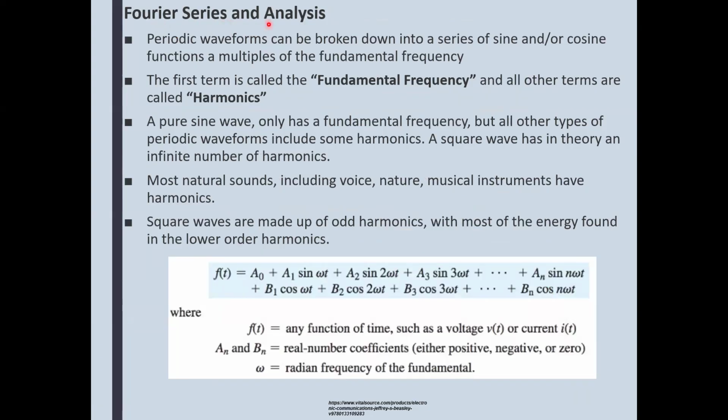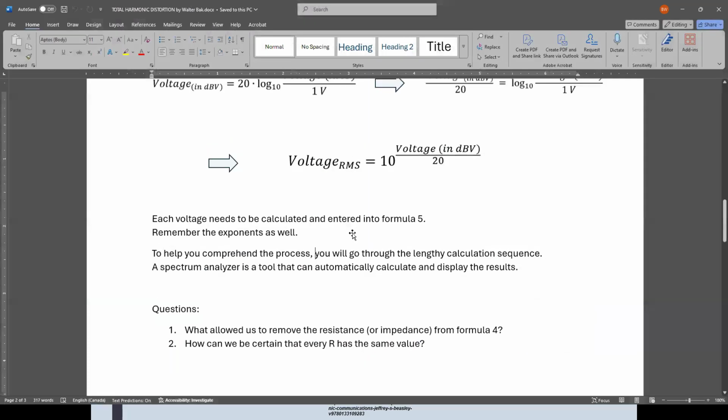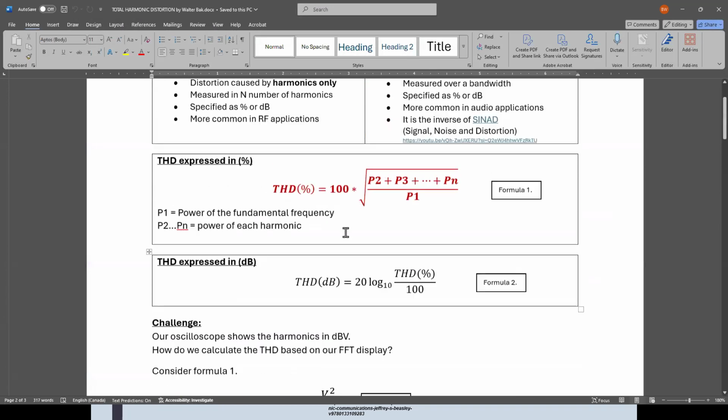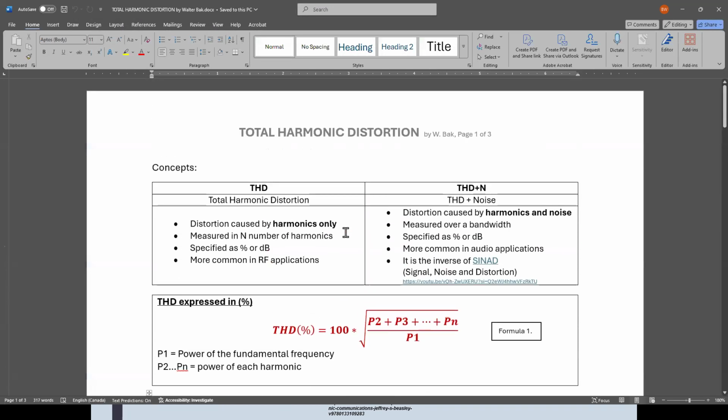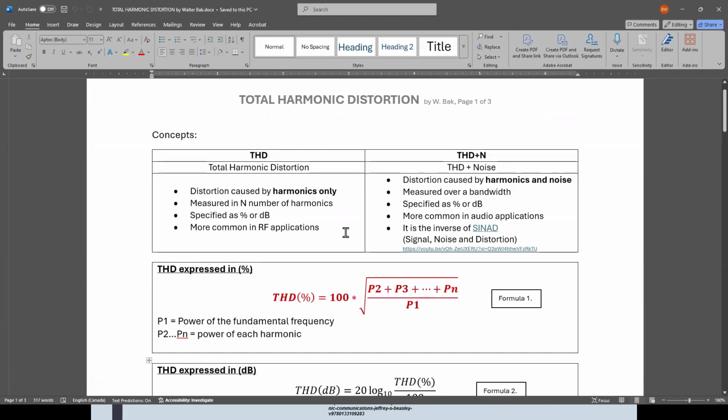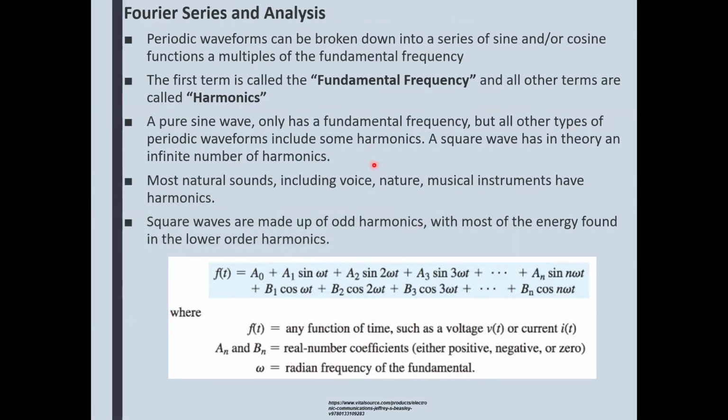Fourier series and analysis. Periodic waveforms can be broken down into a series of sine and cosine functions, a multiple of fundamental frequency. This is related to the supplement that I showed here. More or less, it's a detailed summary of that and maybe takes into account some different types of details than the other stuff. So you're going to have that as well.